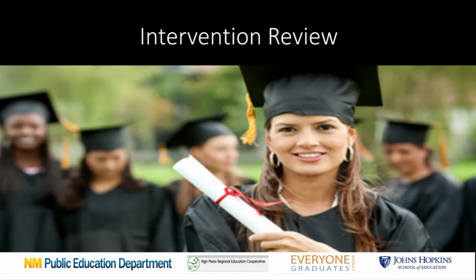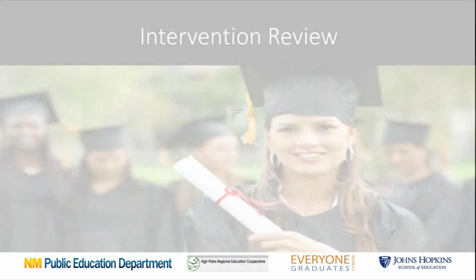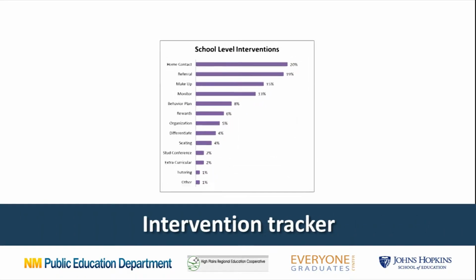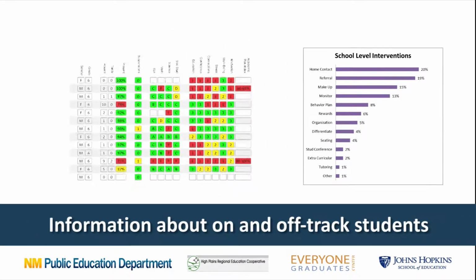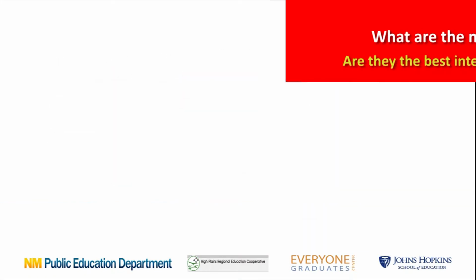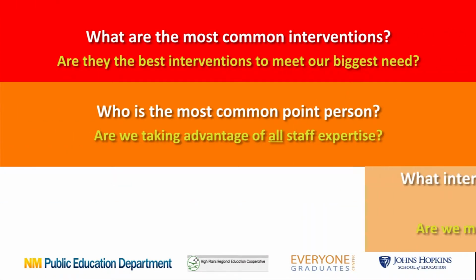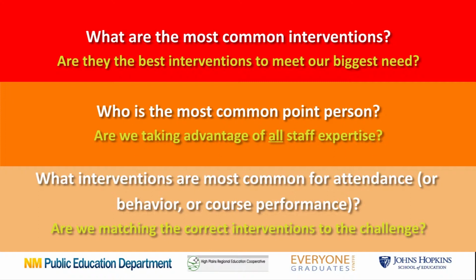The third step is to review the interventions based on who is conducting them and best fit between the student's needs and the interventions attempted. In order to complete this step, you will need your intervention tracker and general information about the number of students on and off track. We have used these 3 initial questions to begin the investigation of interventions at a school.